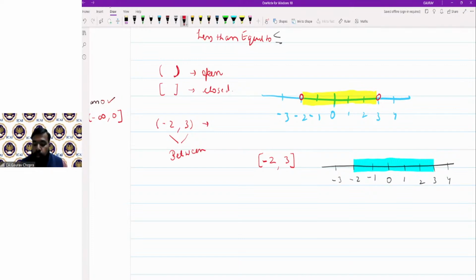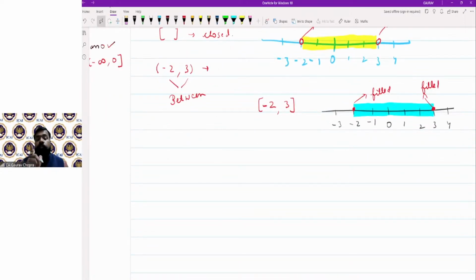So if we have to put dot, we have to fill it completely. No open circle will be there. Like here you can see the circle is not filled in between. Here also it is not filled, but here it is completely filled. So this is the difference between open and closed. So here -2 will also be included, 3 will be included, and all the values between these will be included.